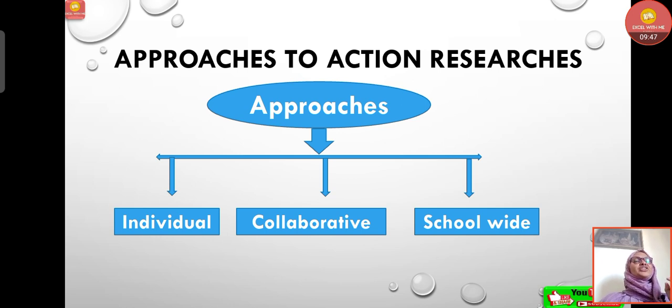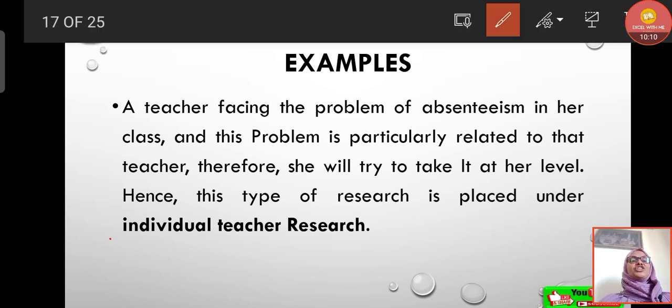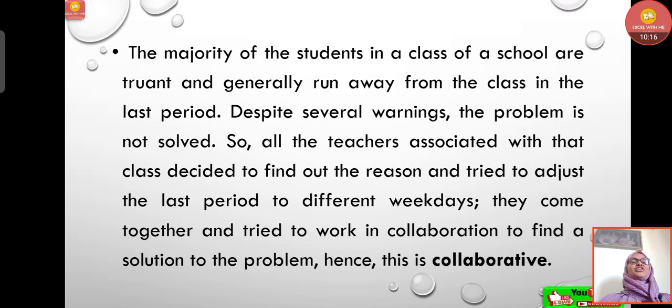Now, approaches to action research are individual, collaborative, school-wide. Examples: a teacher facing the problem of absenteeism in her class, and this problem is particularly related to that teacher, therefore she will try to take it at her level. Hence this type of research is placed under individual teacher research. Only the teacher is facing that problem, so she will try to find out through action research.